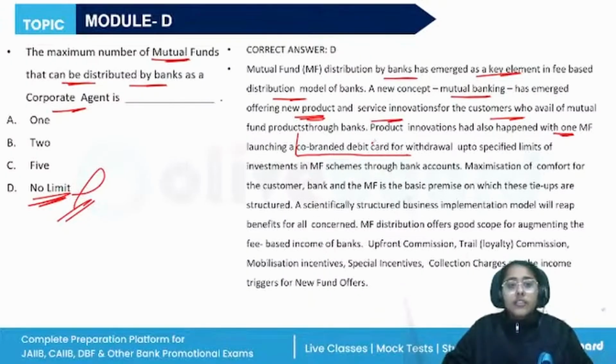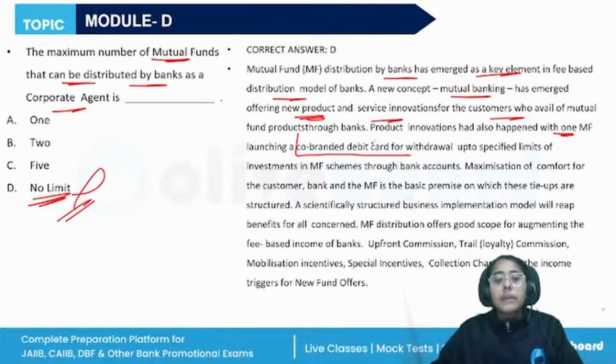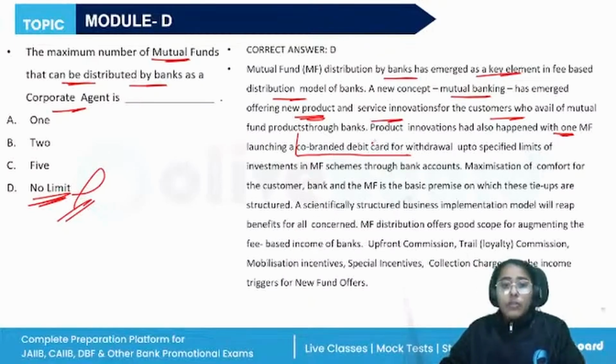All right. So the banks can distribute mutual funds as a corporate agent, and there is no limit to it. Again, the mutual fund business can be undertaken by the bank, acting as a sponsor bank or acting as an agency, and so on.